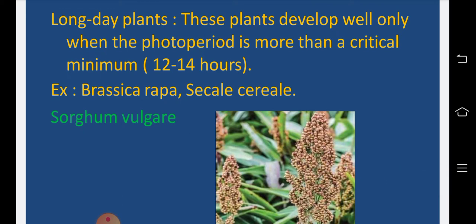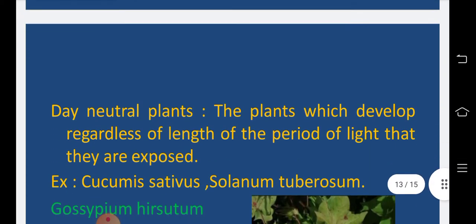Long day plants. These plants develop well only when the photoperiod is more than a critical minimum period. So, the day length is high for these plants. They require more daylight. Brassica rapa, Sorghum vulgare. All these plants are long day plants.